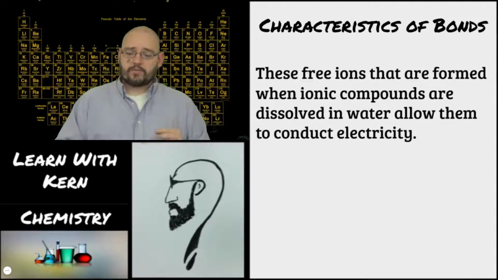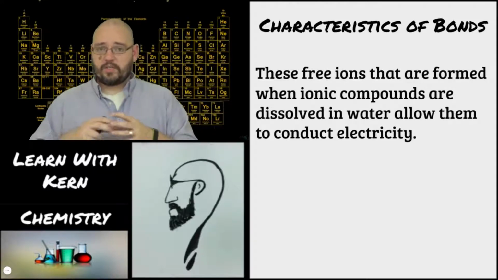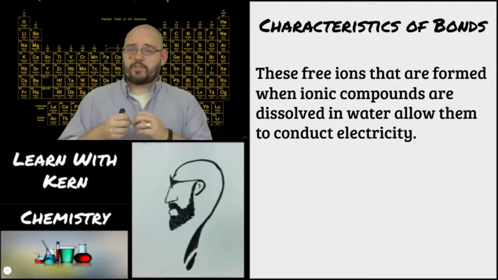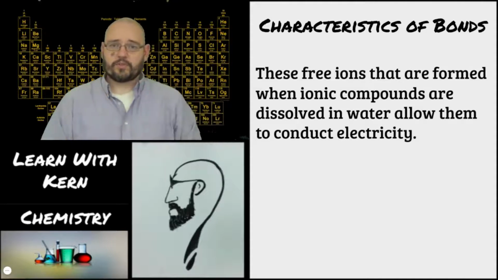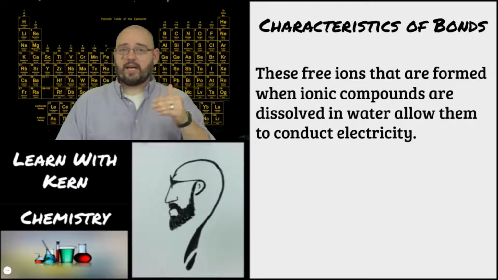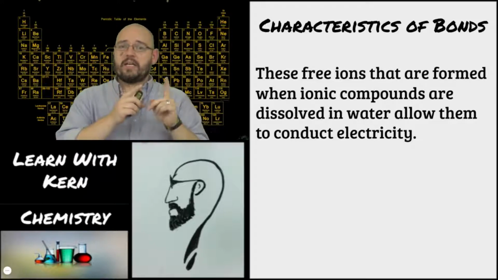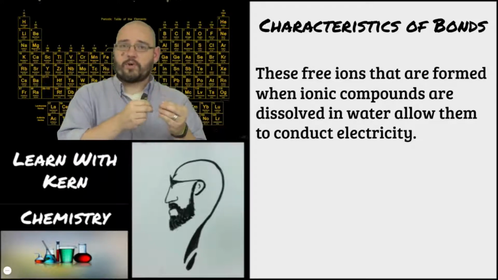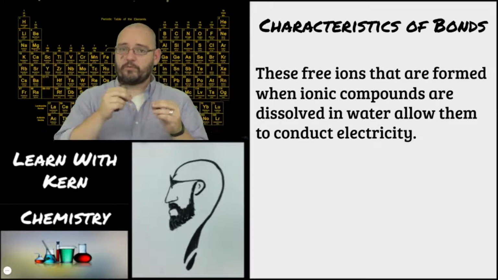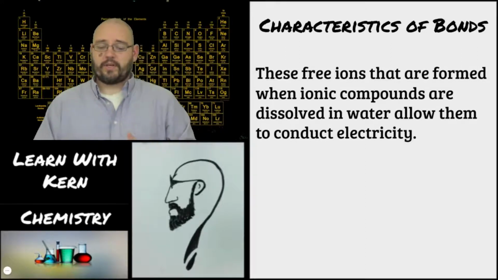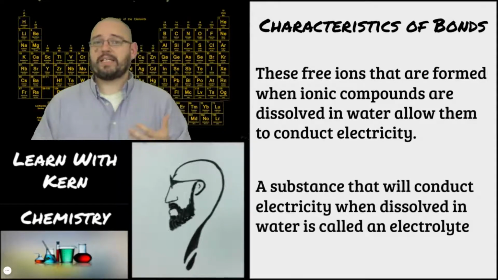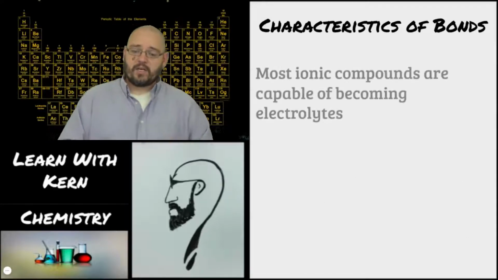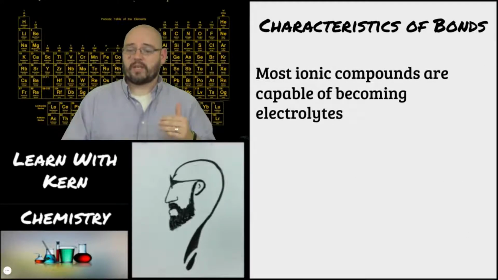So those free ions that are formed when ionic compounds are dissolved, the water pulls them apart, and so you have these positive ions and these negative ions floating around in the polar solution. They allow electricity to travel, because you've got ions, which are charged particles, and electricity is a movement of charged particles, so it can flow through it. A substance that will conduct electricity when it's dissolved in water is called an electrolyte. And ionic compounds, most of them, are capable of becoming electrolytes.